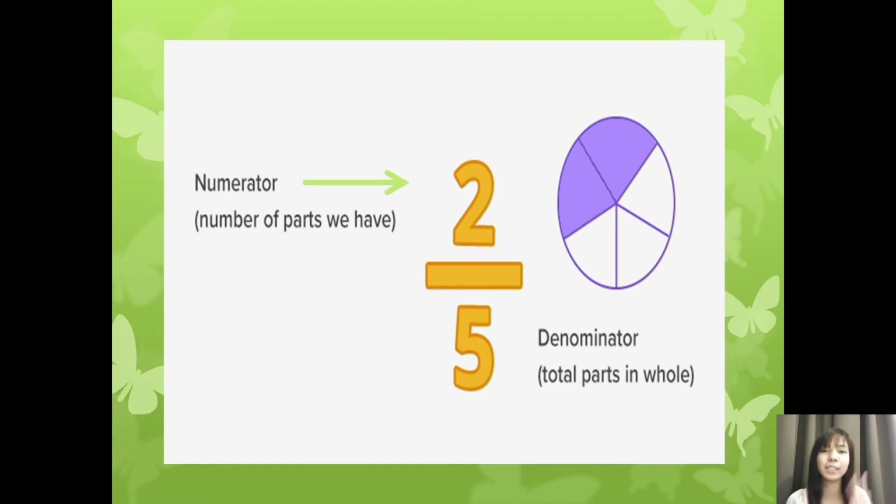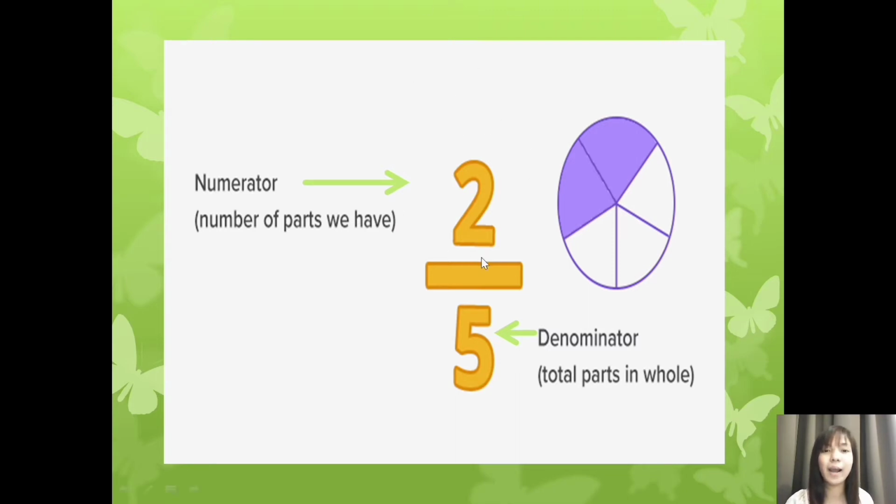Alright? So how many parts do we have? 2 shaded parts. Next, the one here is 5 because this circle is divided into 5 parts. So 1, 2, 3, 4, 5. So 5 here is the denominator. Everybody say denominator. Denominator. It refers to the whole part, the total parts in whole. Okay? So understand now?